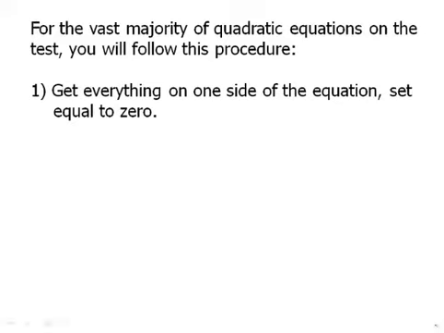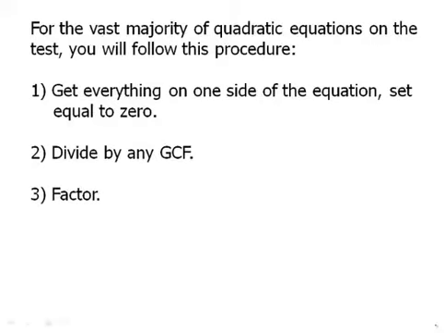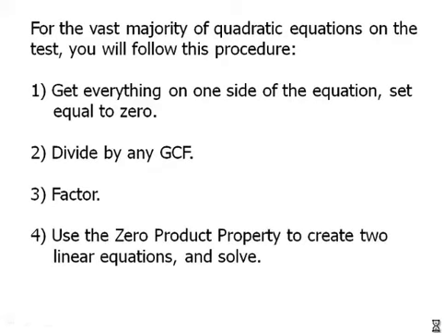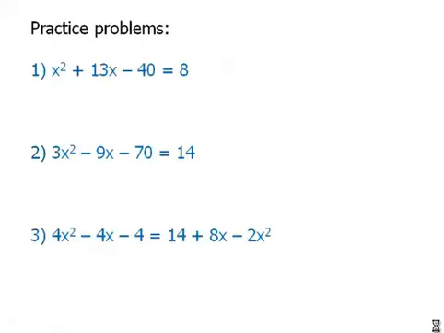For the vast majority of quadratics on the test, you will follow this procedure. First of all, you will get everything on one side of the equation set equal to 0. Then you will divide off any greatest common factor. You will factor it into a product of linear binomials, and then use the zero product property to create two linear equations and solve each one of them separately. So this is the procedure. Here are some practice problems. Pause the video and solve these on your own, and then we'll talk about these.